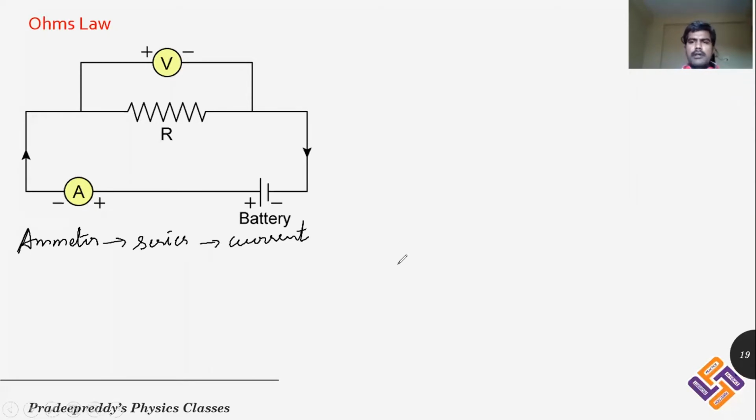An ammeter connected in series measures current in the circuit. As an ammeter should always be placed in the path of the current, it should always be in series with the component in order to measure the current passing through that particular circuit.